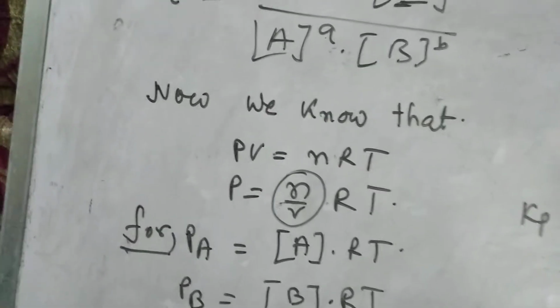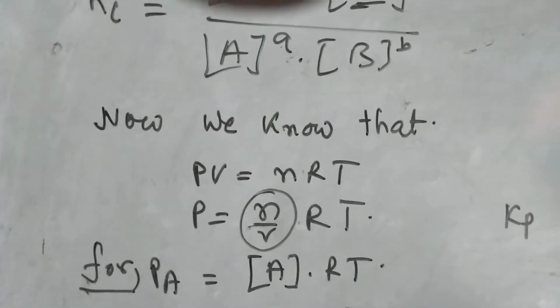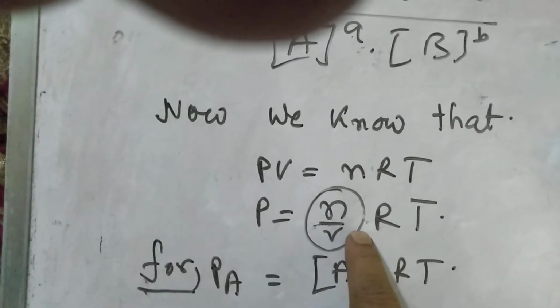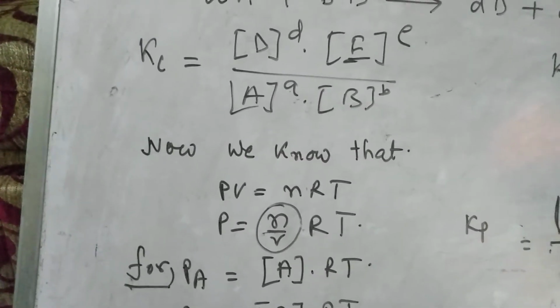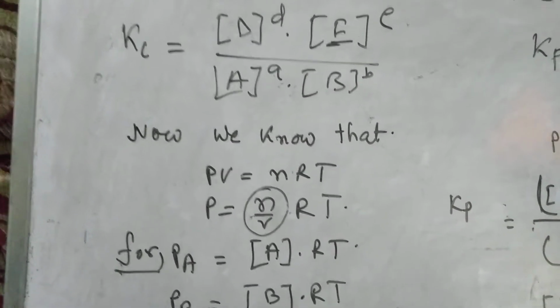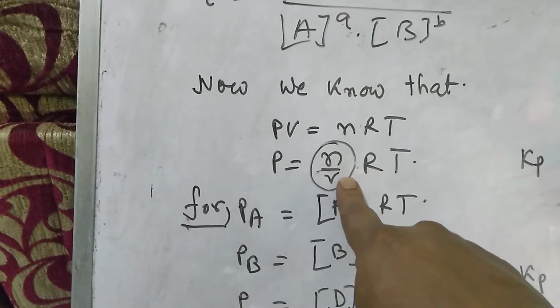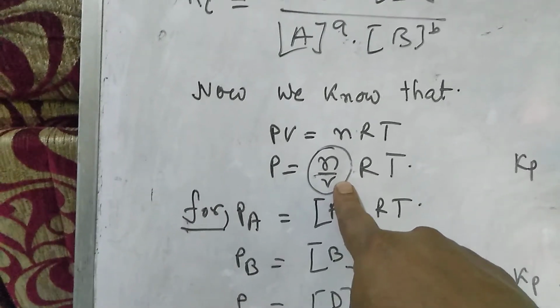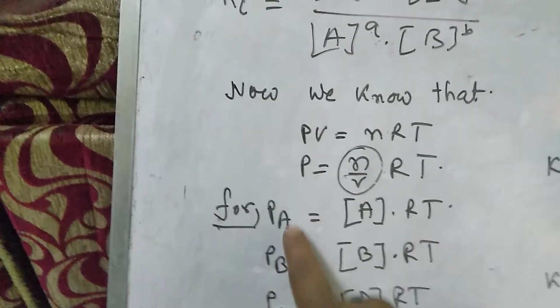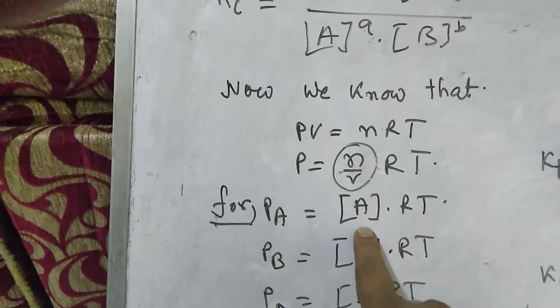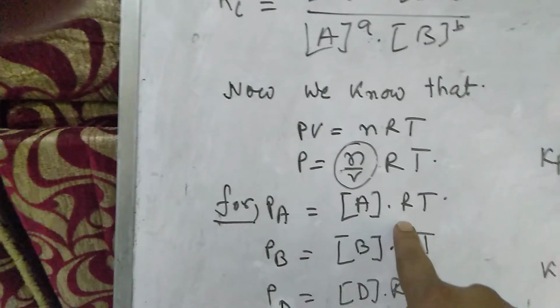Now P, the pressure, equals n by V into RT. Please listen: n by V into RT. n by V means number of moles per volume, that is mole per liter. That means the concentration. Remember, n by V means the concentration. So the partial pressure of A means the concentration of A into RT.